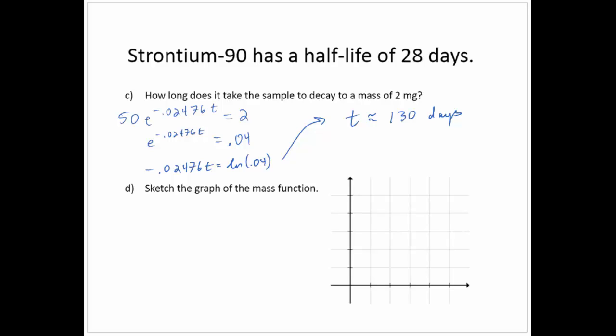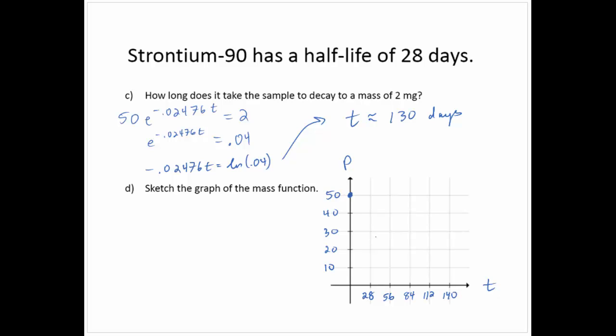We're asked to now sketch the graph of the mass function. So we'll put t on the horizontal axis, and we would have our P on the vertical axis. And I know that I have an initial mass of 50, so I'm going to use a scale of tens. My initial value was 50, and then we get half each time period. So I'm going to be smart about it. I'm going to put 28 days as my scale. And so then this would be 56 days, 84 days, 112 days, 140 days.